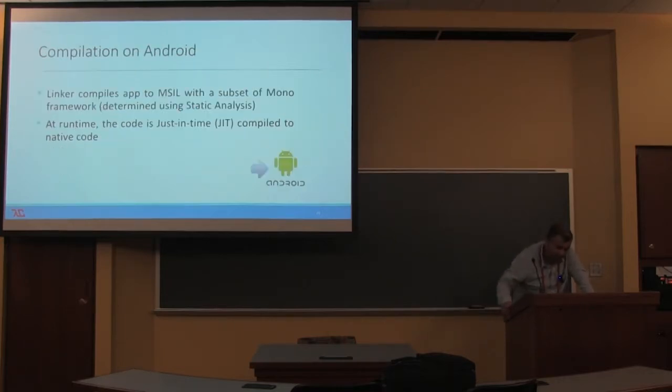Okay, so compilation with Android. How does the compilation actually work? When you compile your code, it takes the Mono platform and a subset of it, the one you're using, and uses static analysis to determine what the components are. You don't want the entire Mono platform, right? And at runtime, this code is just-in-time compiled to native code, pretty much like Java would do. So that's how the Android compilation works.